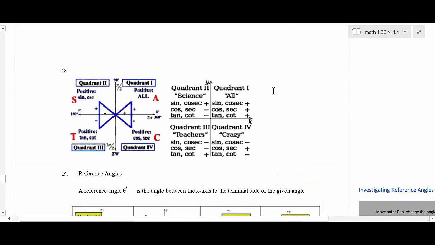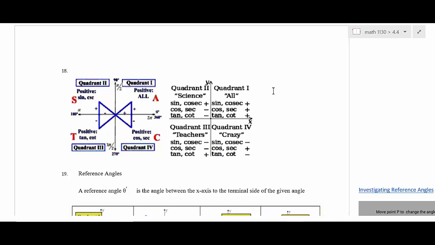Okay, so you can also do this. If you don't like reasoning it out, what I try to get students to do is this. Sine is positive here, negative there. Cosine's positive there, negative there. Okay? Tangent is positive in opposite quadrants, negative in opposite quadrants.